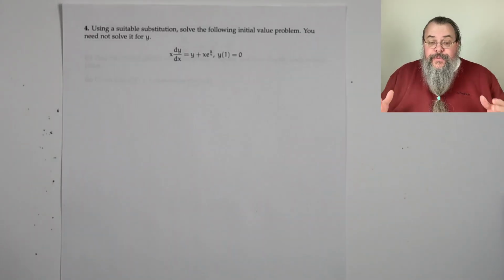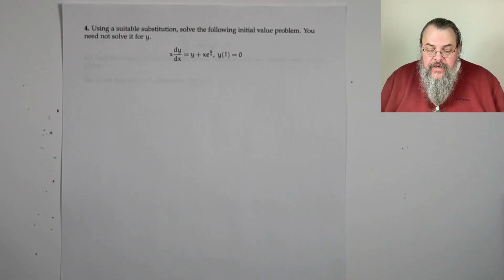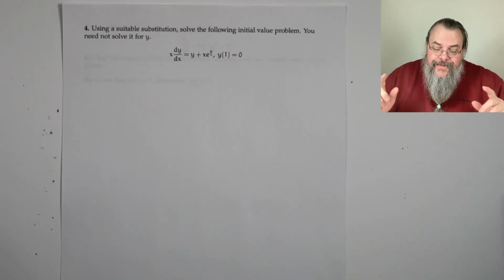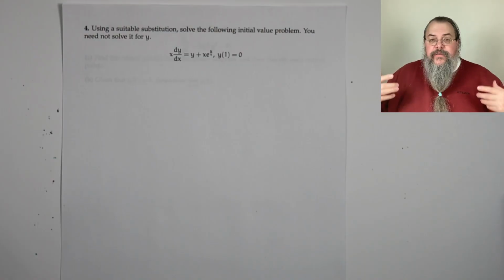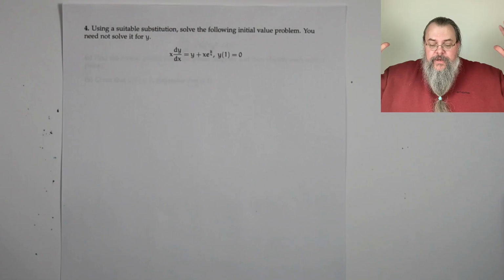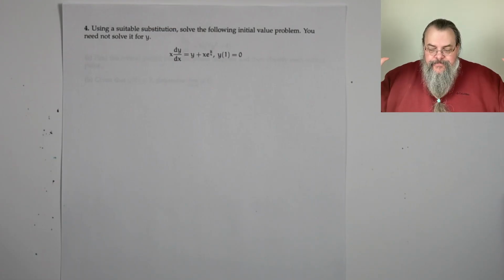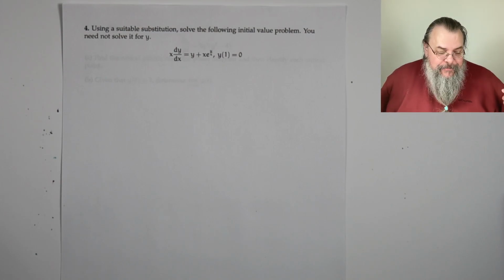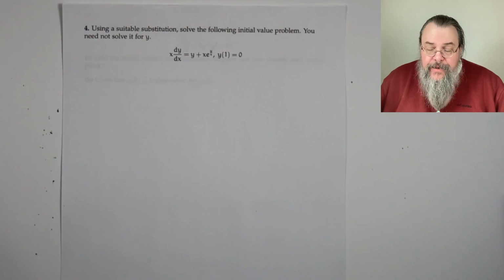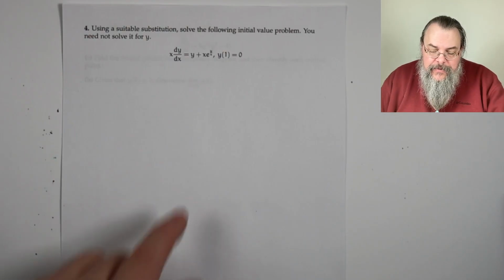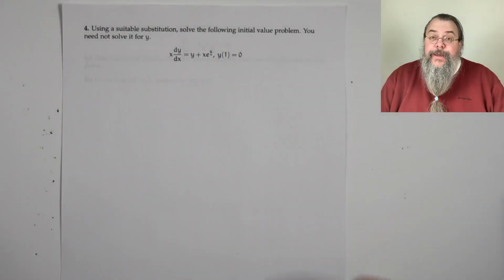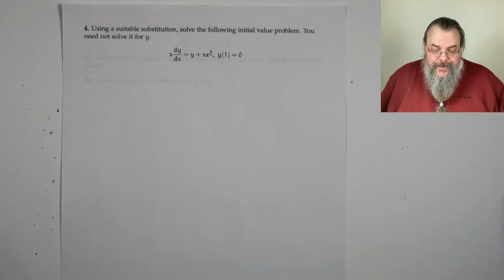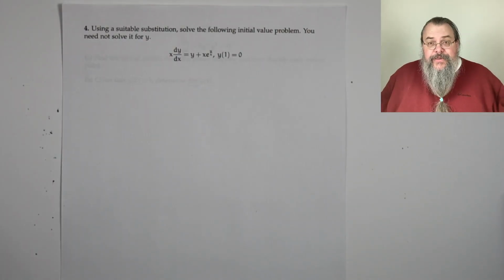On to number 4. Using a suitable substitution, solve the following initial value problem. You need not solve it for y. Okay, so it says that once we get something where we don't have derivatives, life is good. I suspect that's telling us things are going to get a little messy. All right, do we have a clue? Yes, we have a big clue. First off, there's a y there and a y there. That tells us it's not linear first order, and it's not in the right form for exact.